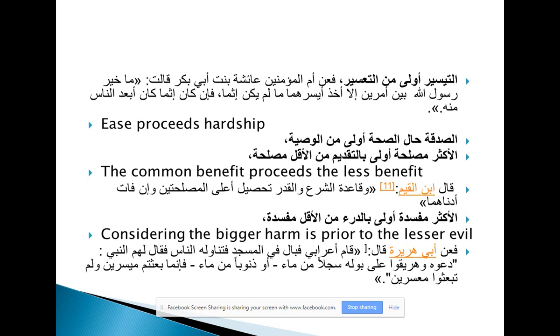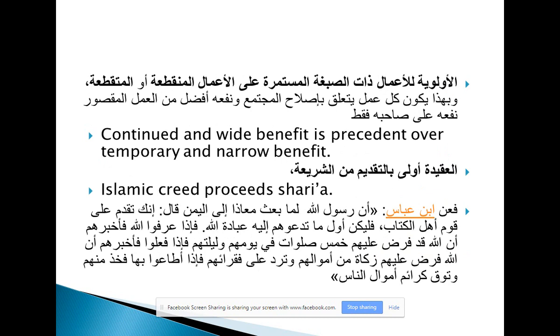Continued and wide benefit is precedent over temporary and narrow benefit. Continued and wide benefit, like the continuous actions, الأولوية للأعمال ذات الصفة المستمرة.